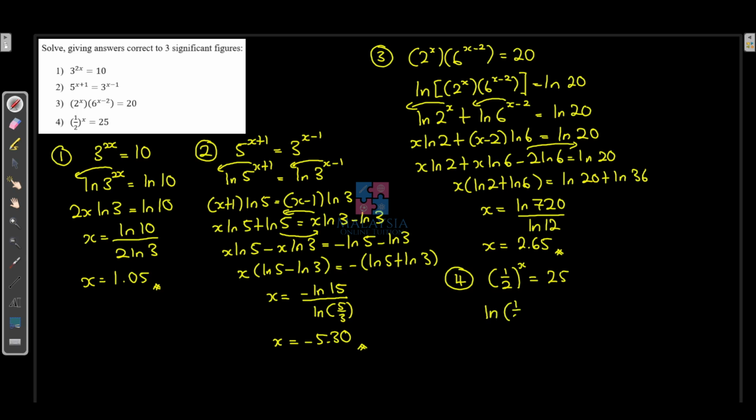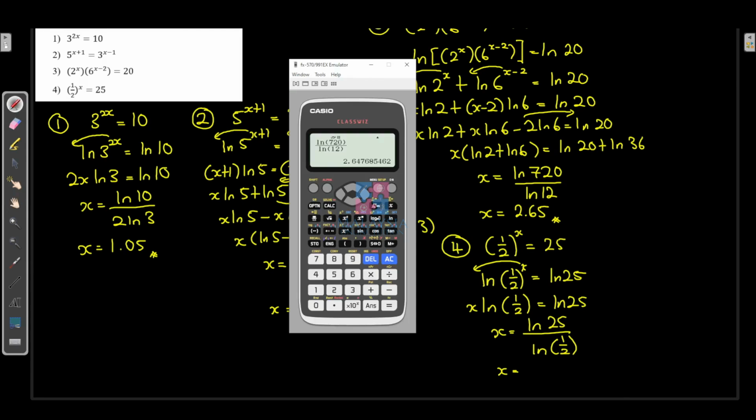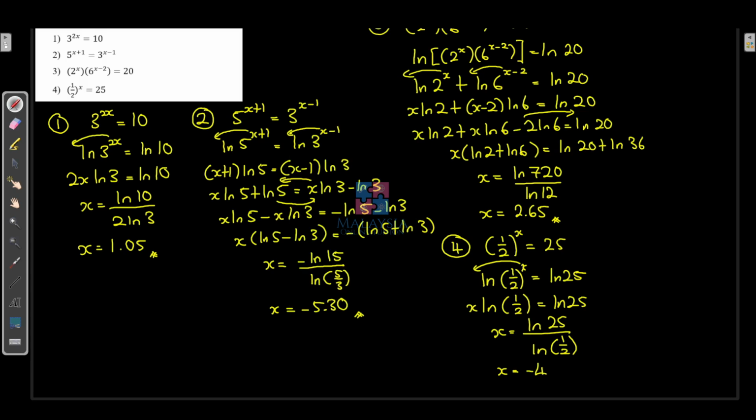So ln of 1 over 2 to the power of x equals 25. And then you bring the x in front, you will get x ln of 1 over 2 equals 25. And then finally, x equals 25. Hey, wait. Why didn't I write the ln? Ln 25. Ln 25. And then ln 25 divided by ln of 1 over 2. Okay, so what is this? So ln 25 divided by ln 1 over 2, we get negative 4.64 for the value of x.